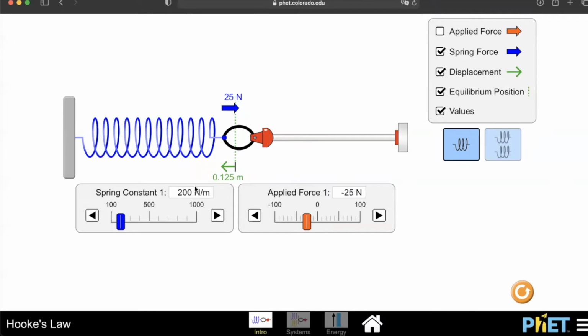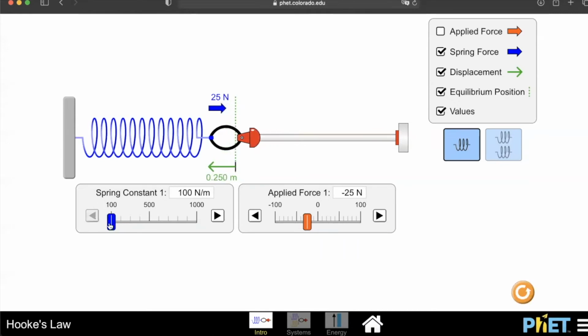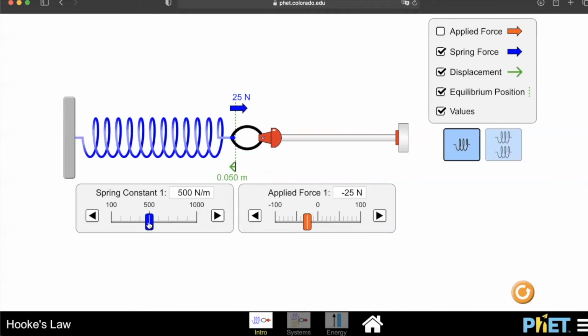And you might notice that the spring constant has the units newtons over meters. So when you multiply these two, you will end up with newtons. If you adjust the spring constant, you will notice that multiplying the spring constant and the displacement is always going to give you the spring force. So we've established that there is a proportional relationship between displacement and spring force.